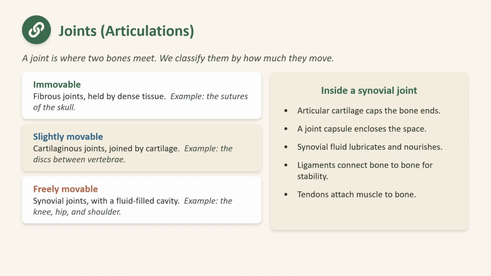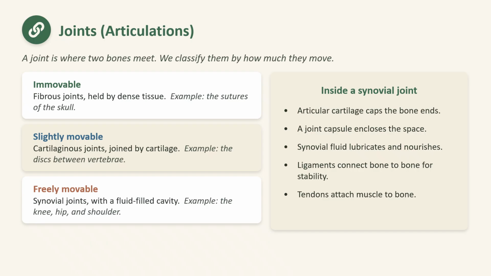The card on the right opens one up. The bone ends are capped with articular cartilage, slick and cushioning. A joint capsule encloses the space. Inside is synovial fluid, which lubricates the joint and nourishes the cartilage. Cartilage has no blood supply of its own, so it feeds from this fluid.